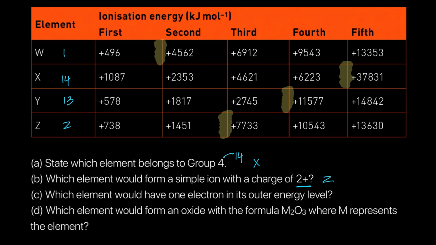Part C, which element would have 1 electron in its outer energy level? That is a group 1 atom. So where's group 1? Group 1 is right there, W. And which element forms an oxide with the formula M2O3? Now M2O3 means M has what charge? M is 3+, which means it must be a group 3 or a group 13 element. And which is a group 3 or group 13 element? That would be Y.